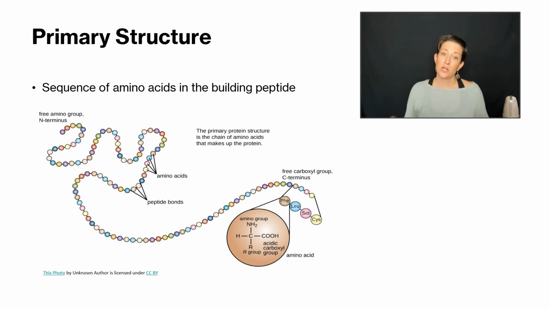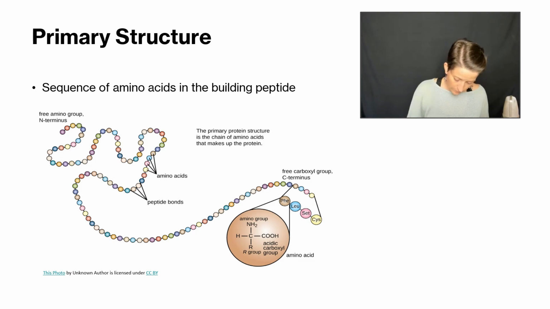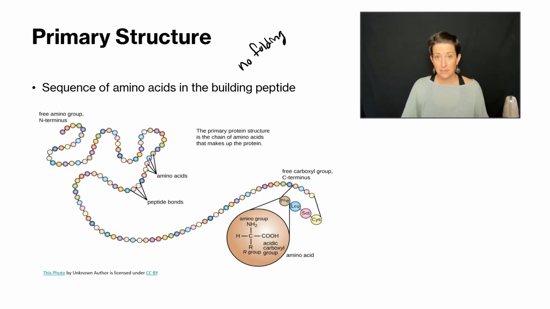A primary structure is the sequence of amino acids that has been generated. So we are just putting them together with our peptide bonds. No folding has occurred at this point. Therefore, we do not have an active protein as of yet.